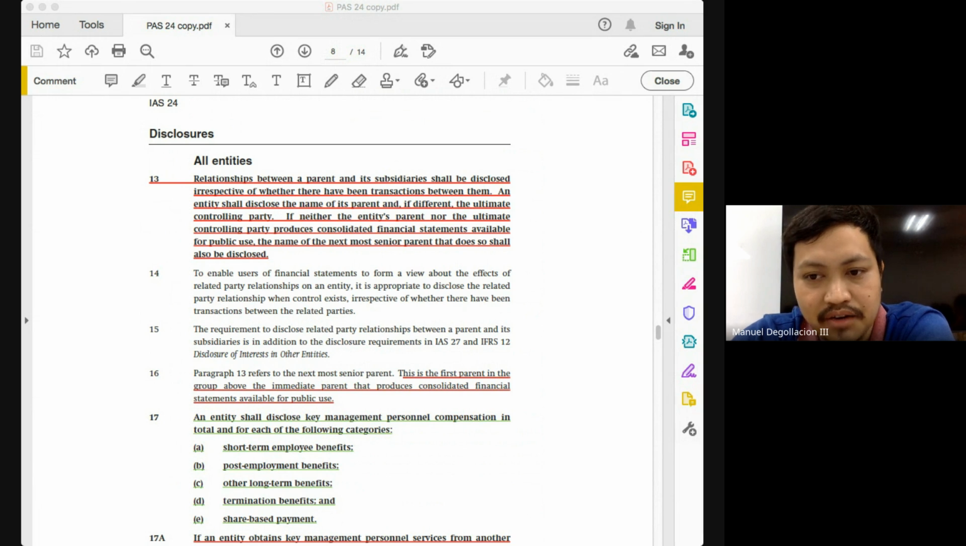So basically, this paragraph, class, serves as a reminder that it is not just the related party transactions that have to be disclosed. The existence of the relationship, whether or not there is a transaction between them during the year, will have to be disclosed. So please take note. It's not just the transaction, but even the existence of the relationship.